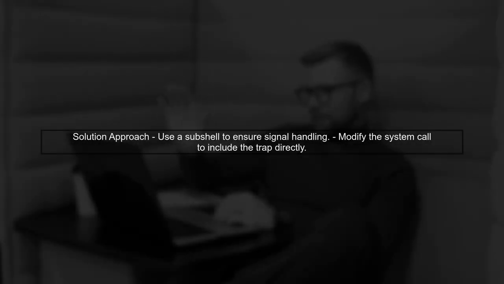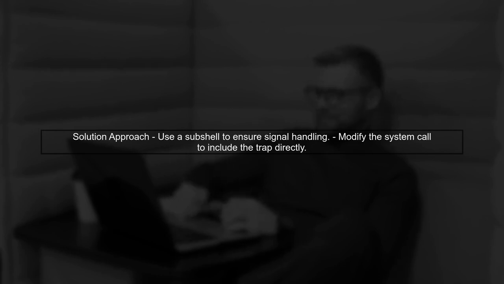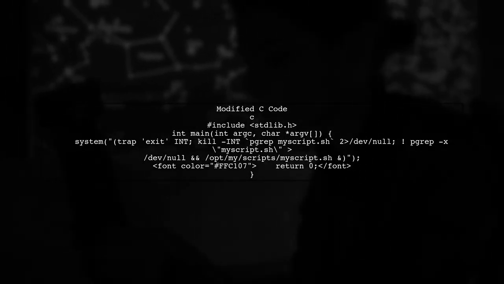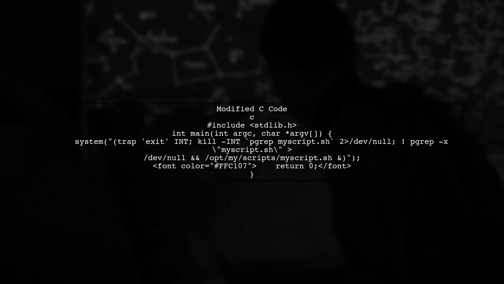The key issue is that the system call creates a new shell process. This new shell does not inherit the signal handling from your original shell. To fix this, we can modify the way we invoke the script. You can change your C code to use a subshell that includes the trap command. This way, the signal handling will work as intended.